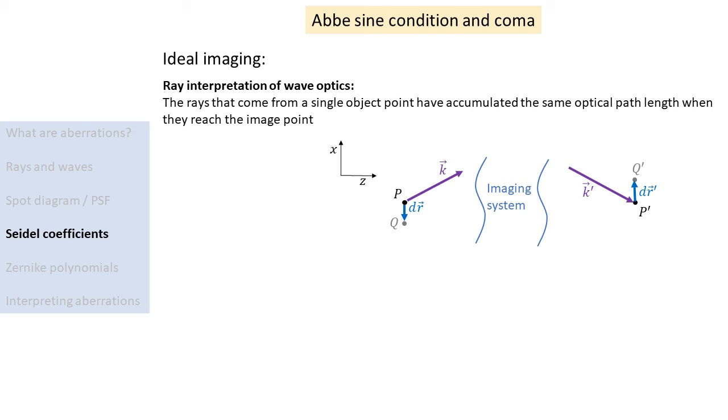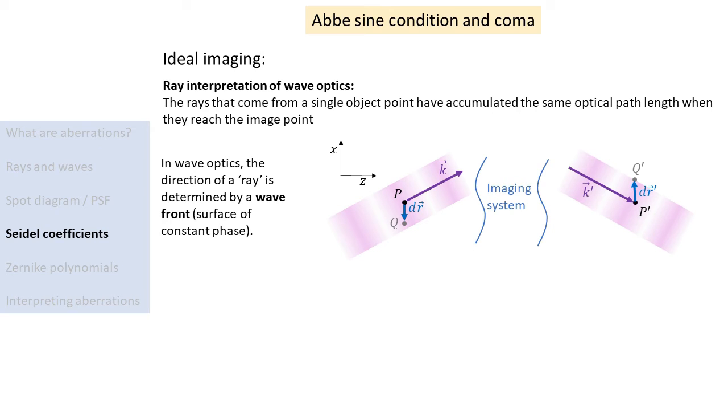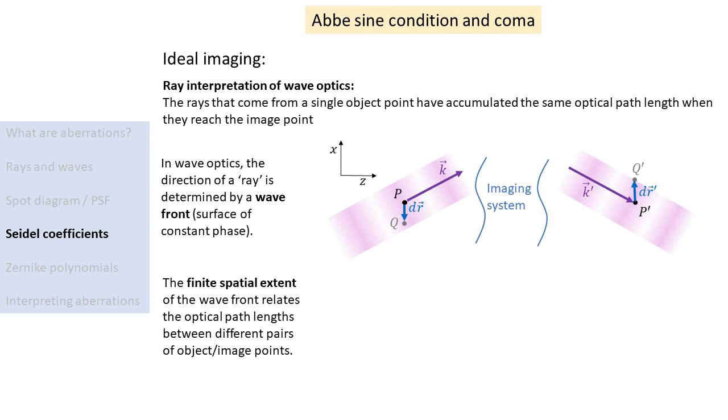This is because a ray is assumed to propagate in a certain direction, and in wave optics, the propagation direction is determined by the wavefronts, which must therefore have some finite spatial extent. It is this finite spatial extent that allows us to relate the image quality of one point to the image quality of some nearby point.